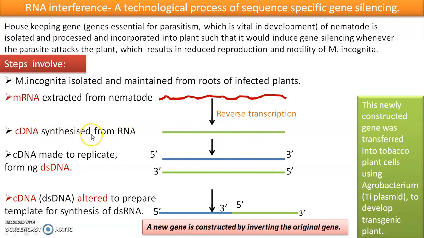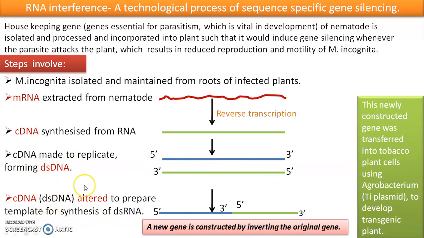So the cDNA is synthesized, copy DNA or complementary DNA. Then that cDNA is made to replicate so that both the strands are obtained. Double-stranded DNA is obtained. Now this is that gene, cDNA specific for that protein in nematode. So we are making both the copies of that DNA. So we make a double-stranded DNA by allowing replication.